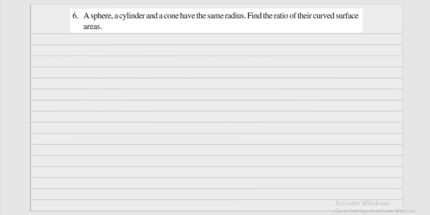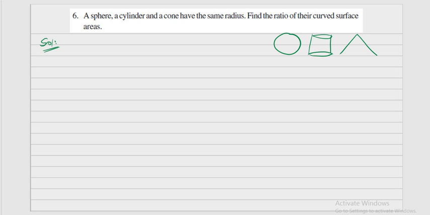Next, moving on to one more question. So here, a similar type of question we have done in exercise 1, right? A sphere, a cylinder and a cone have the same radius. So he said they all are having the same radius and asks us to find the ratio of their curved surface areas, right? So for that, what I am going to do is consider a sphere, a cylinder and a cone.